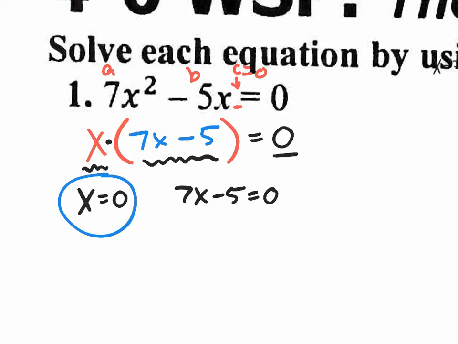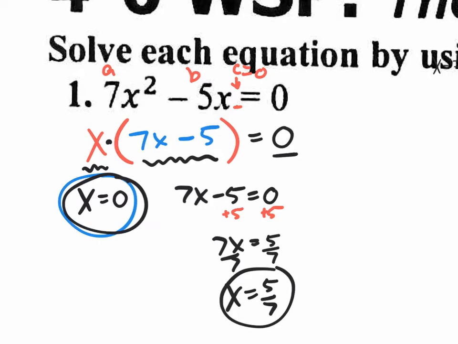This one's already solved for me. The other one, after adding 5 to both sides and dividing by 7, I'll get the answer 5/7 and the answer 0. So those are my two answers. If you look at the back of the worksheet, the answer number one is 0 and 5/7.